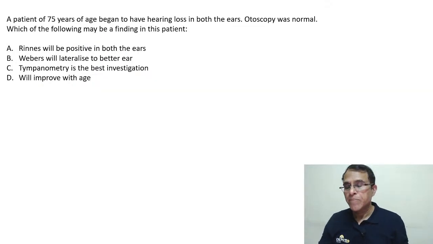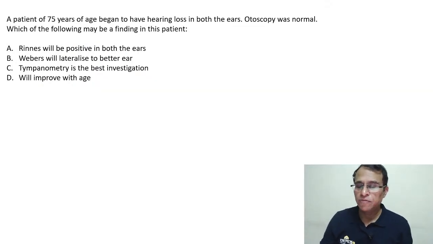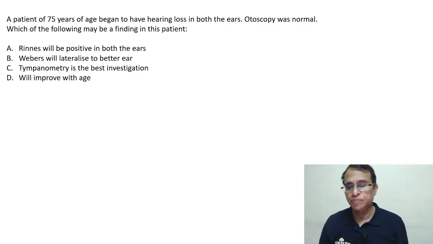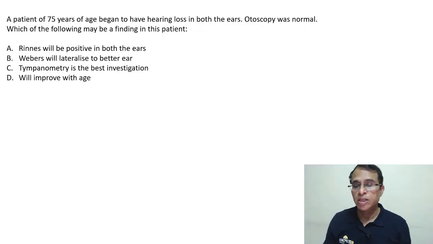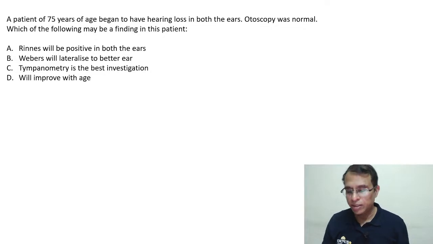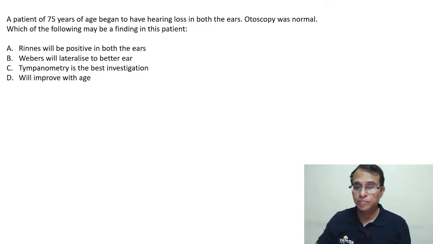Okay. A patient of 75 years of age began to have hearing loss in both the ears. Otoscopy was normal. Which of the following may be a finding in this patient? So which is true in this patient? Rinne's will be positive in both the ears. Weber's will lateralize to better side. Tympanometry is the best investigation and will improve with age. So what is your correct answer?